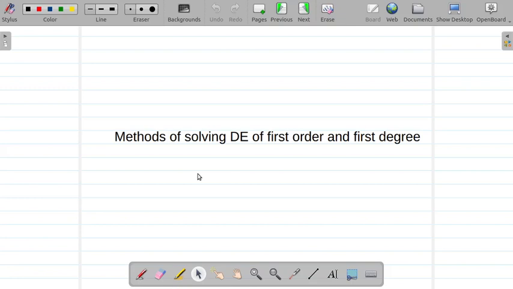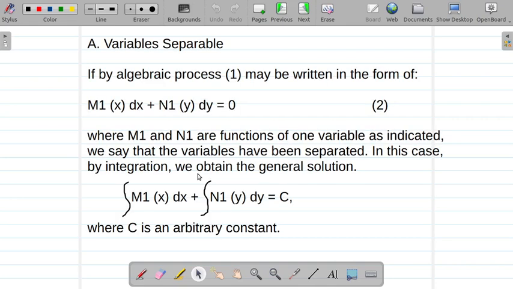Good day everyone. So for today's discussion, mag-discuss ko about methods of solving differential equation of first order and first degree. So naay duha ka methods nga akong i-discuss. First, ang separable variables of DE. Then second is ang homogeneous solution. So first is variable separable.